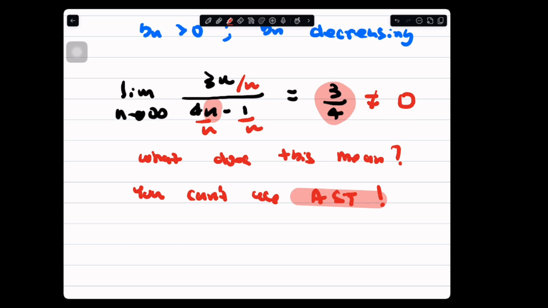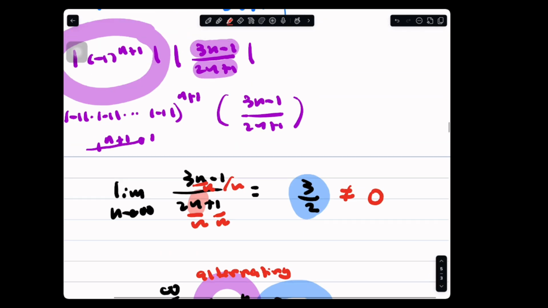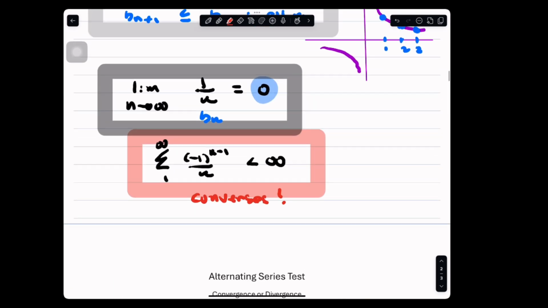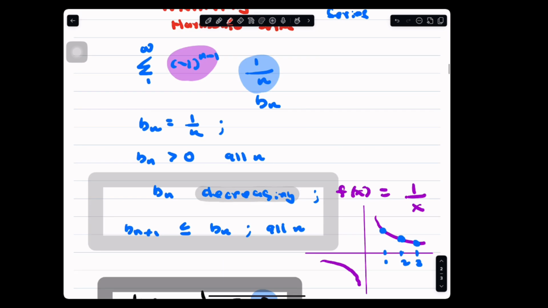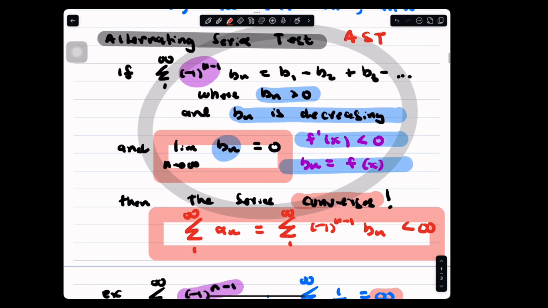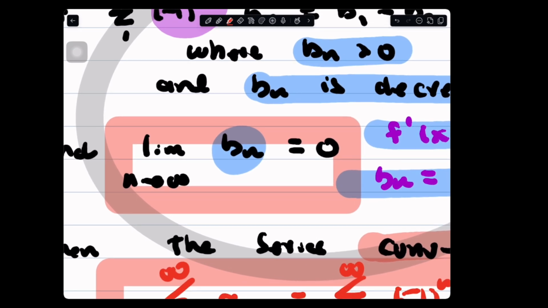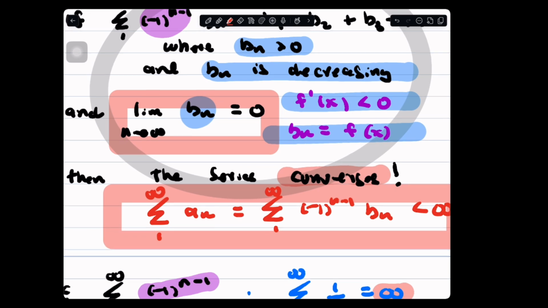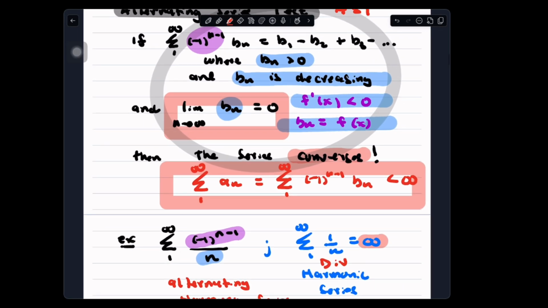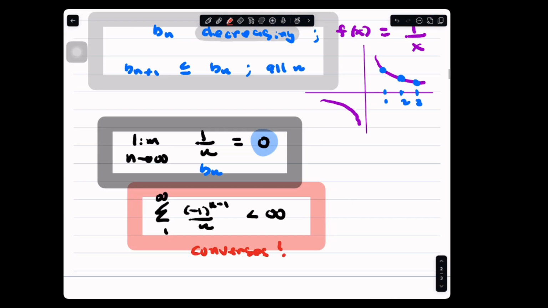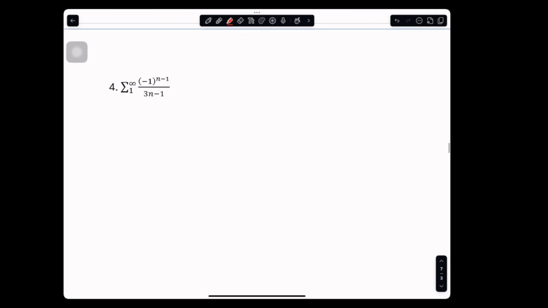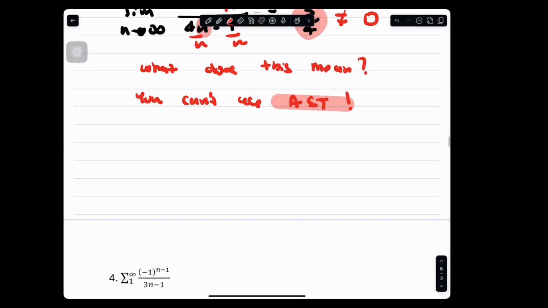So you go, oh my God, I can't use AST because AST requires that limit to be 0 in order for you guys to conclude what? Convergence by the alternating series test. Remember I said this portion right here has to be satisfied for your conclusion of convergence. Can't use AST. So then you sit there and you go, oh my God, I'm so frustrated. I hate series. And it's because you forgot something. What did you guys forget?